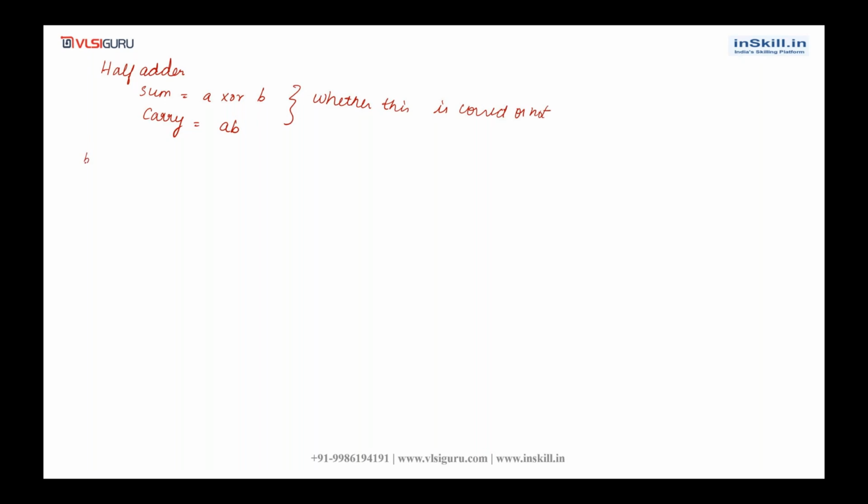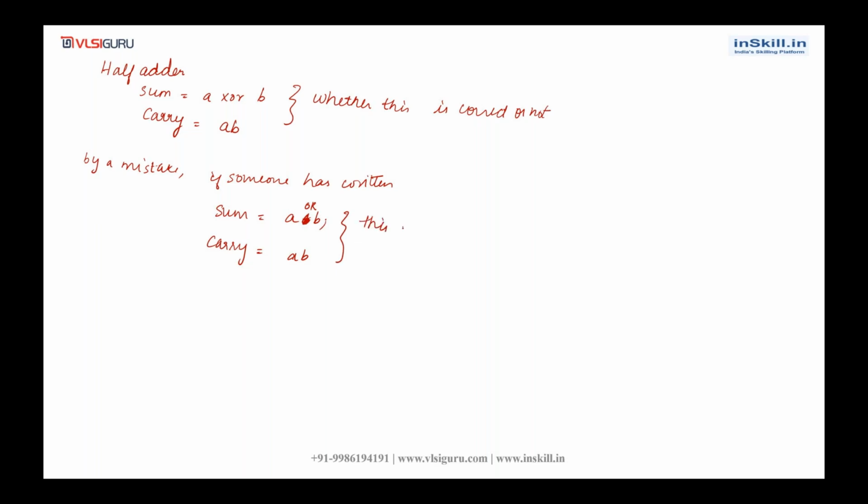So say for example, by mistake, if someone has written sum is equal to A or B, A plus B, instead of XOR, and carry is equal to AB. So what will happen? This will not function like a half adder.